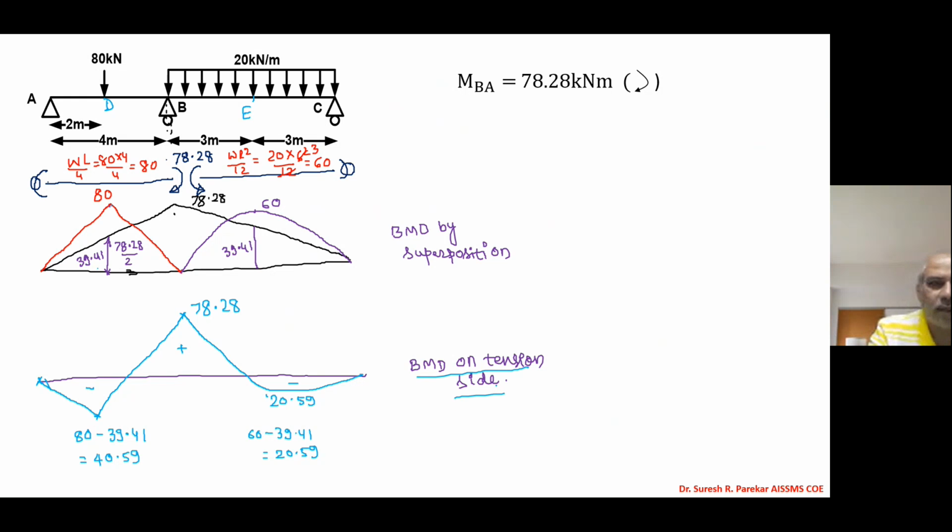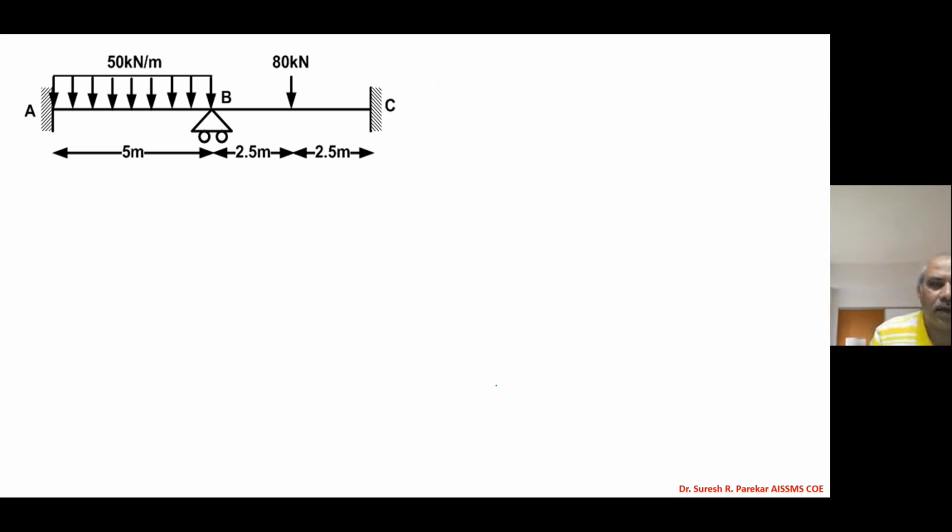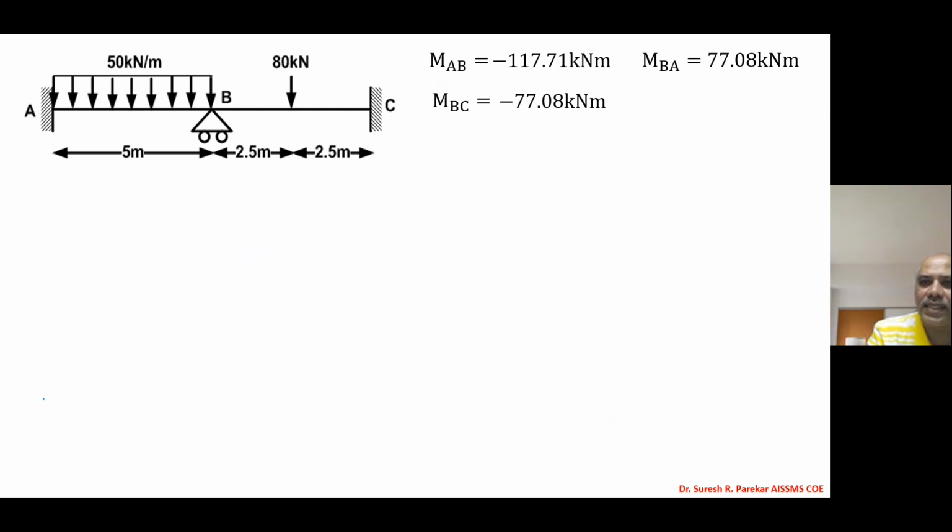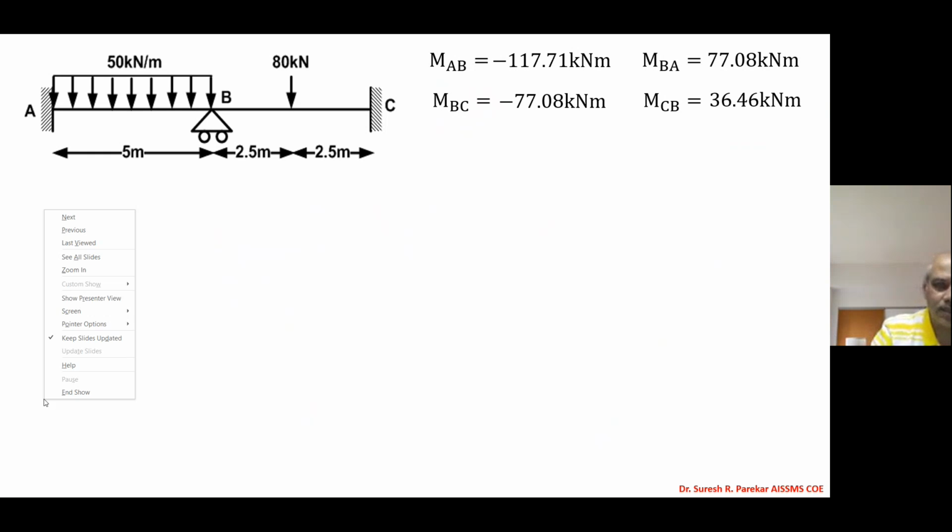So this is one problem. Then we will go with another problem where we have both ends as fixed ends. Now we have values MAB minus 117.71, MBA 77.08, MBC will be the same with negative sign, and MCB 36.46. Now we will plot this.